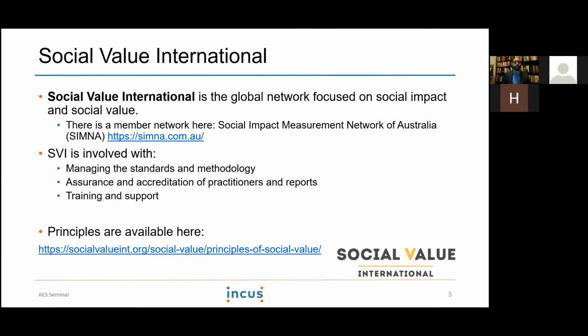Social Value International overall is involved with managing standards and methodology, assurance and accreditation of people who want to measure social value or produce social value reports, and they provide a whole lot of training and support. The principles we're going to work through today are available at that link down the bottom of the page, and all the content here is obviously Social Value International's content.